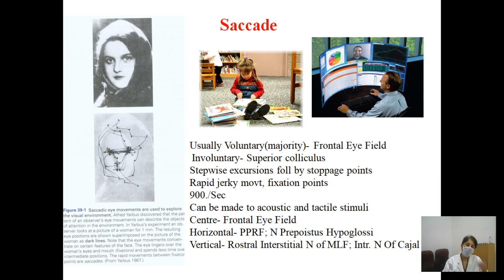Again, I am repeating, when you look at a stationary object, like when you are looking at somebody or reading something, you execute movements known as saccades. Saccades are voluntary movements, very rapid jerky movements which are followed by stoppage points or fixation points. These are very rapid, occurring at a rate of about 900 degrees per second. These are usually voluntary movements.